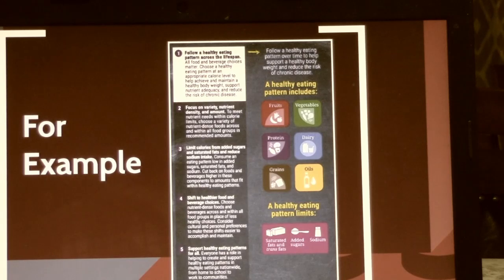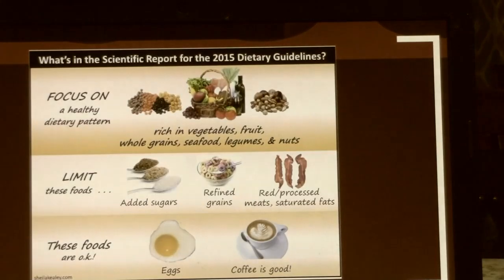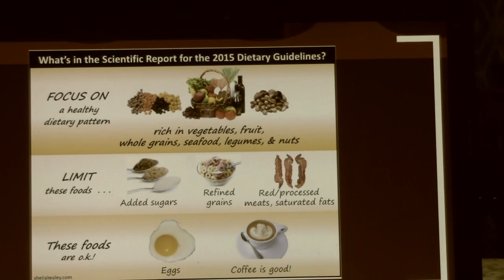Okay. So moving on from that, this is another way you could interpret those same guidelines. So this is just an education tool that takes those guidelines and does it in a different pictorial fashion. So in this slide you can see they'll say focus on a healthy eating pattern rich in vegetables, fruits, whole grains, seafood, legumes, nuts, and then limit foods from added sugars, refined grains, meaning white flour-based foods, red and processed meats and saturated fats, and then it notes at the bottom eggs, coffee, things like that are okay. So those are things that you'd want to be moderate about.